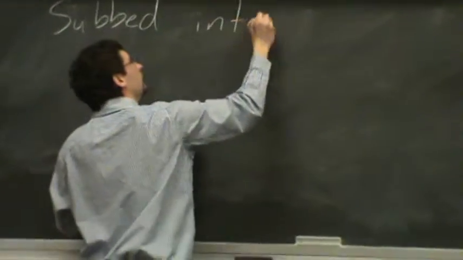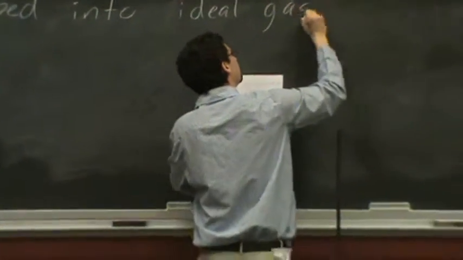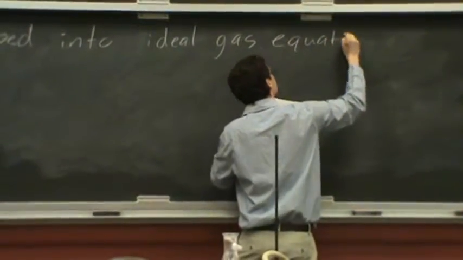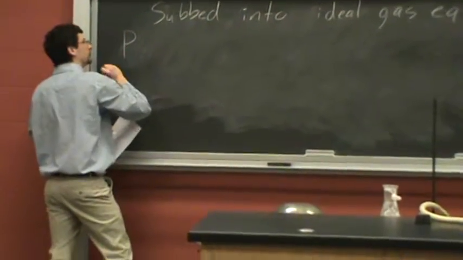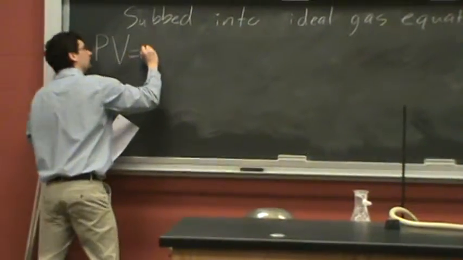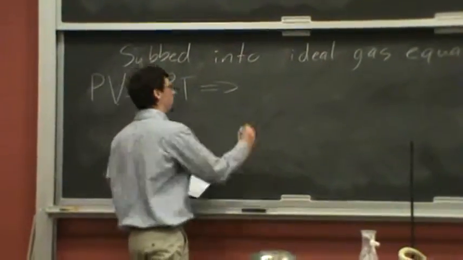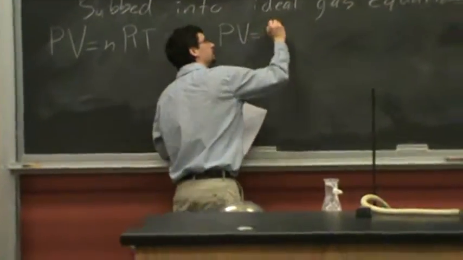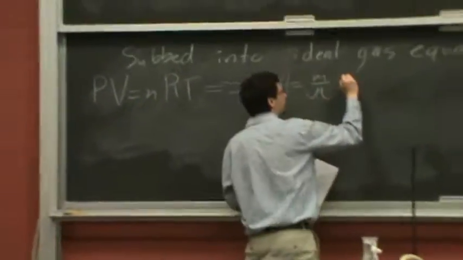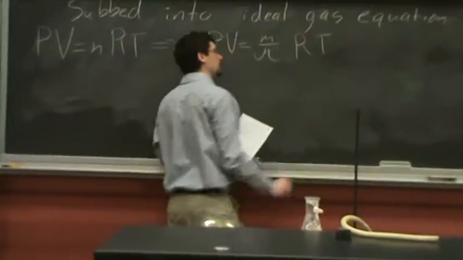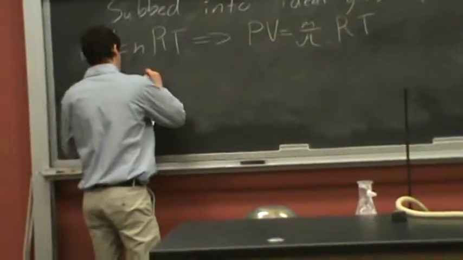Sub into the ideal gas equation. The ideal gas law is what again? PV equals. Yup. Okay, let's sub in what we just determined. PV is equal to the mass of our gas divided by the molecular weight, or the molecular mass, times R times T.